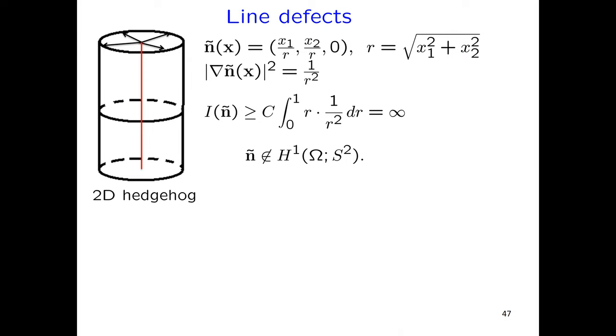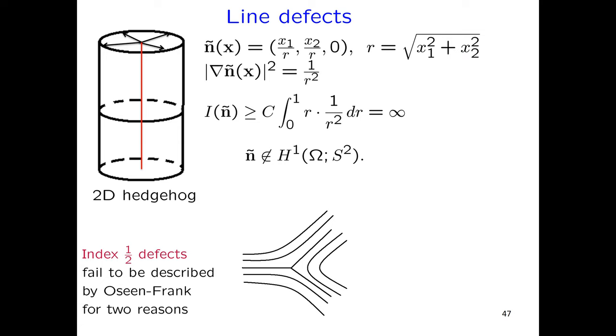So this very natural director field has infinite energy according to the Oseen-Frank theory. But this has been a subject of unending discussion, right? Because you see such line defects, right? So it's telling me that something's wrong with the Oseen-Frank theory.